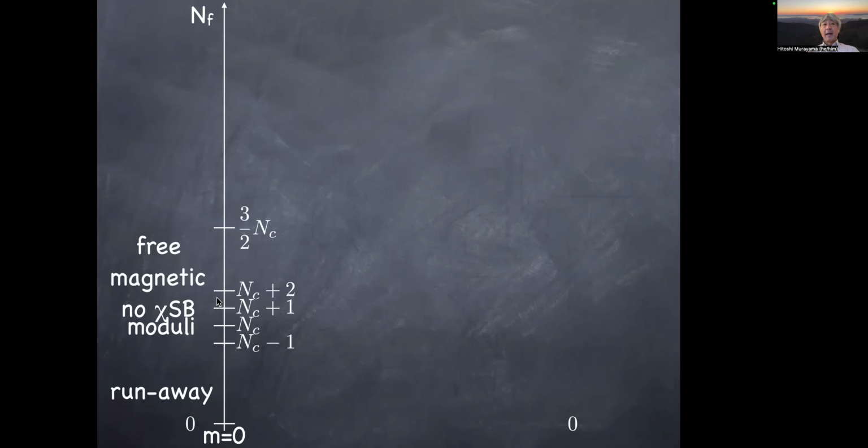And if you go to an even higher number of flavors, you get the IR fixed point. And beyond 3NC, the theory is no longer asymptotically free. So that is the result by Nati Seiberg.